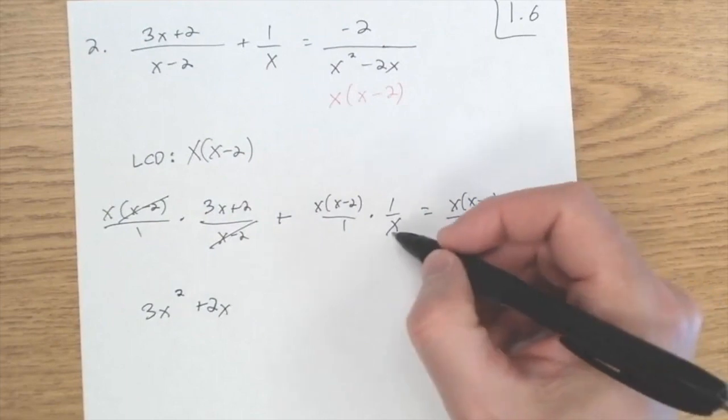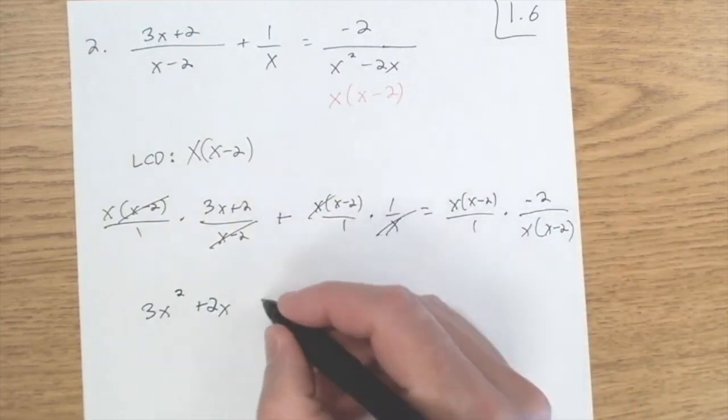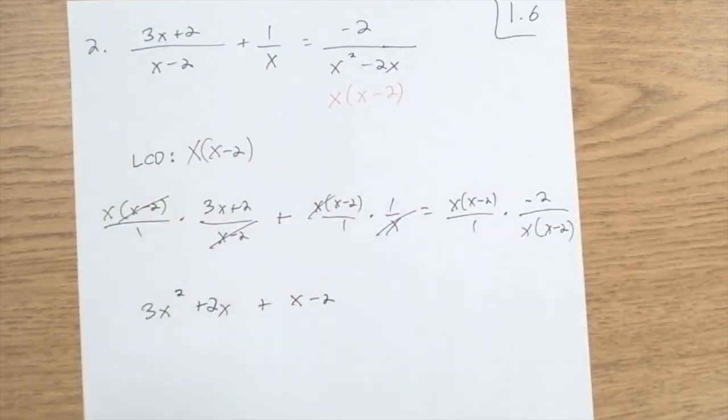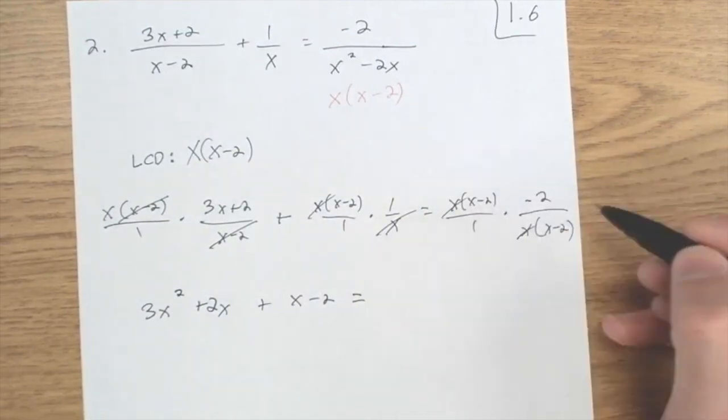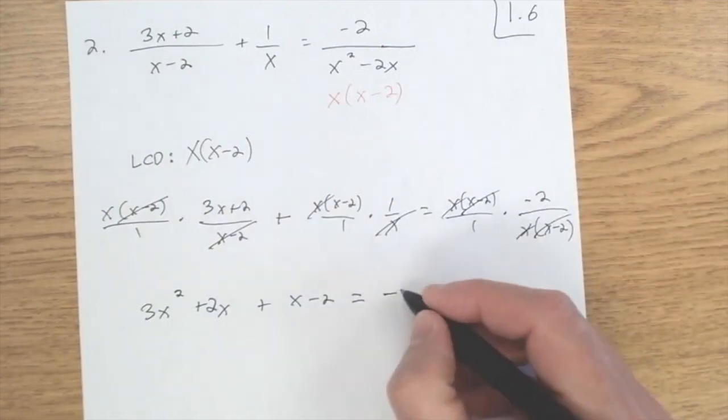Next set of fractions, the x's cancel. So I just have x minus 2 times 1, which is x minus 2. Then on the other side of the equal sign, the x's cancel and the x minus 2's cancel. So we just are left with -2.